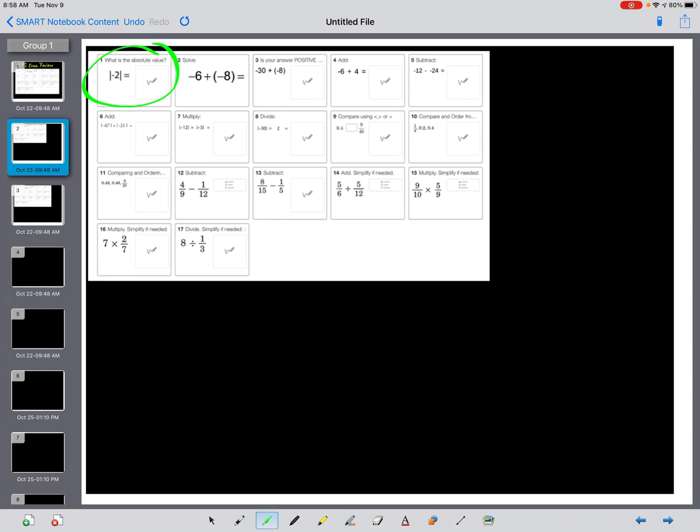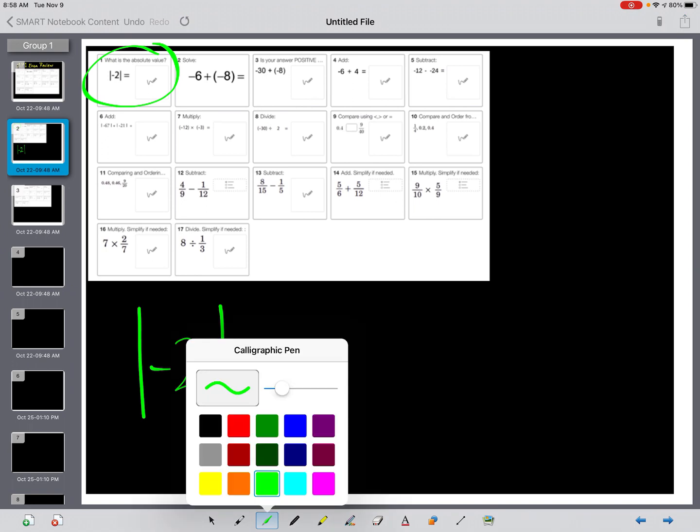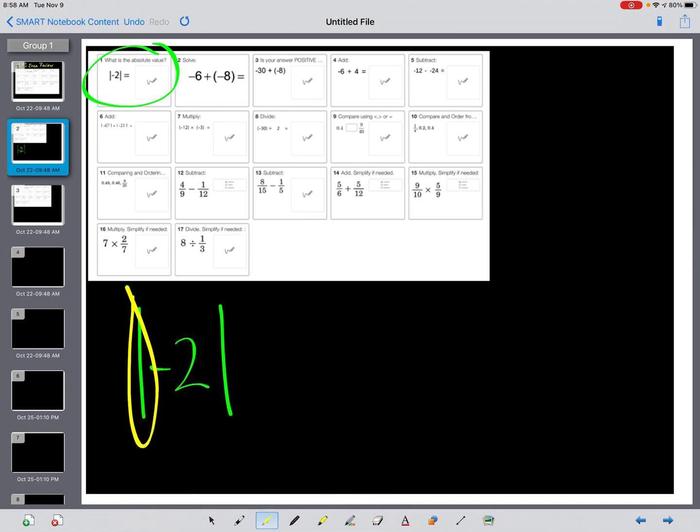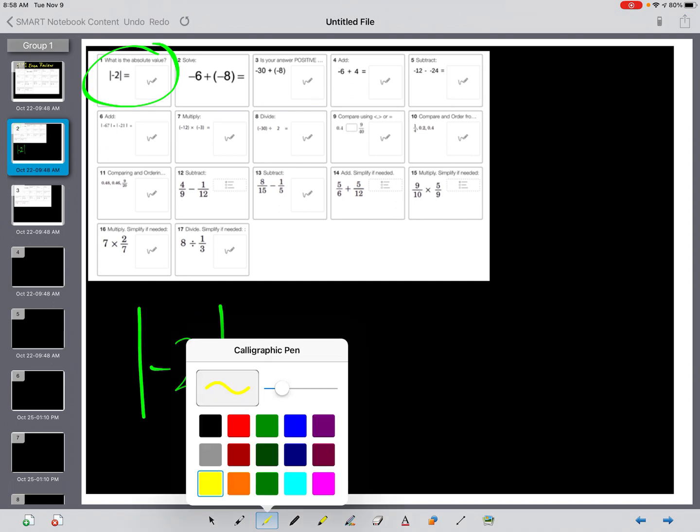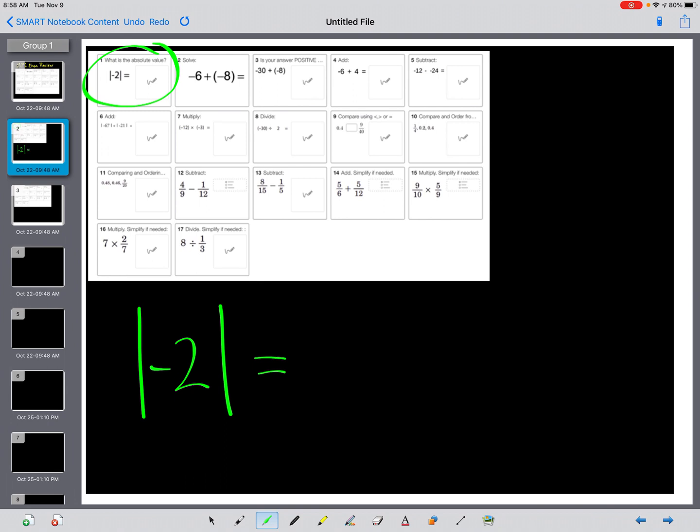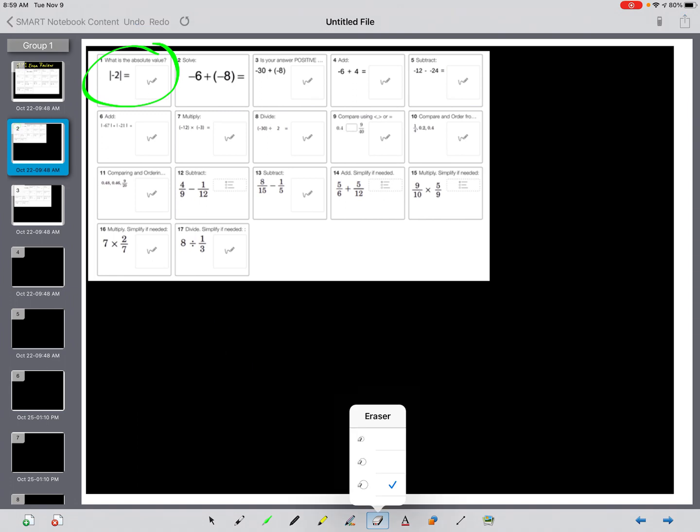What is the absolute value? In this case, we're being asked to find the absolute value of -2. And this notation here, these bars, of course, that means absolute value. And we're being asked with absolute value, how many units away from 0 is that value? -2 is 2 spaces from 0, so the answer is 2. Okay. Moving on to the second problem.